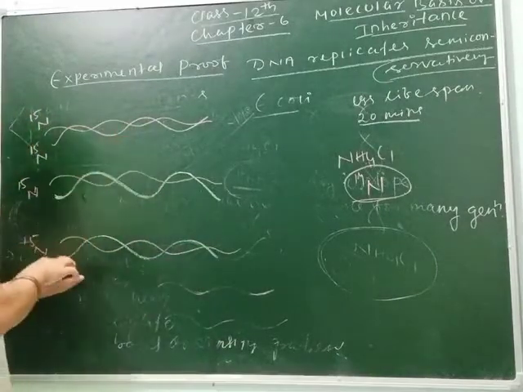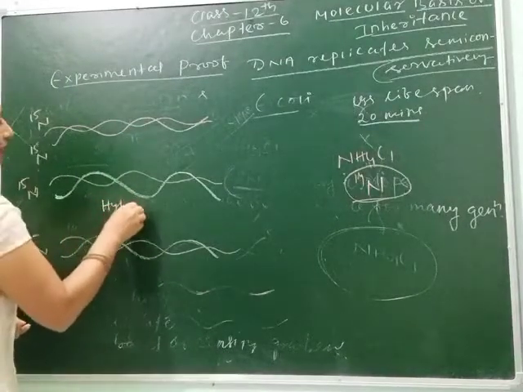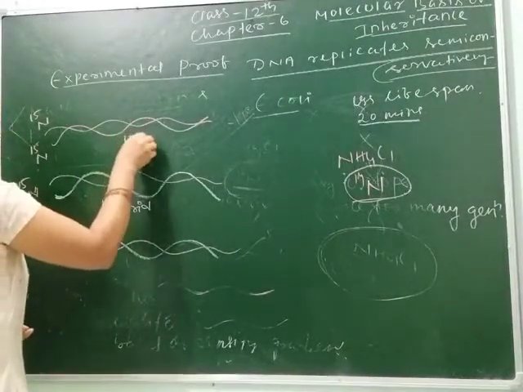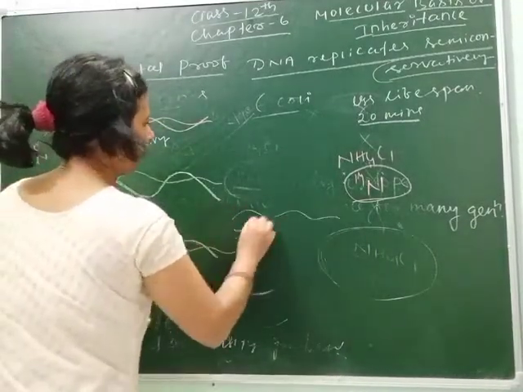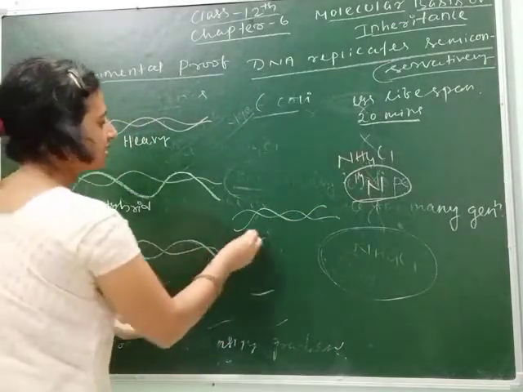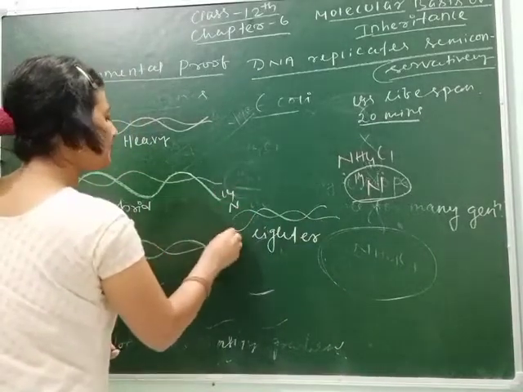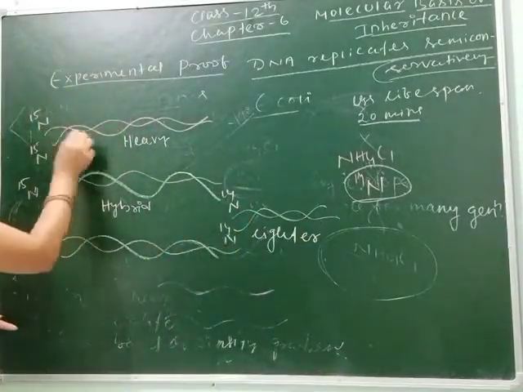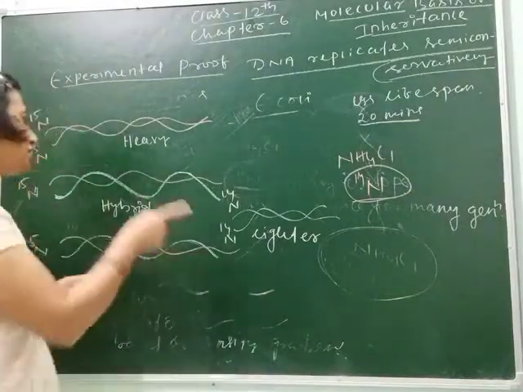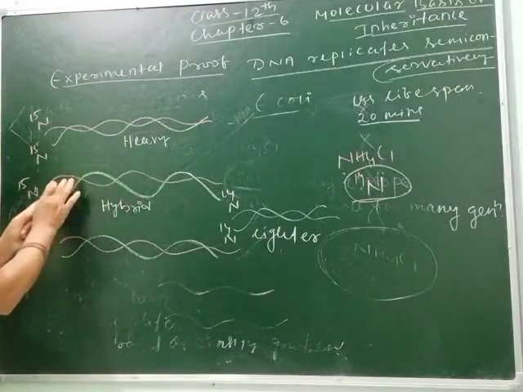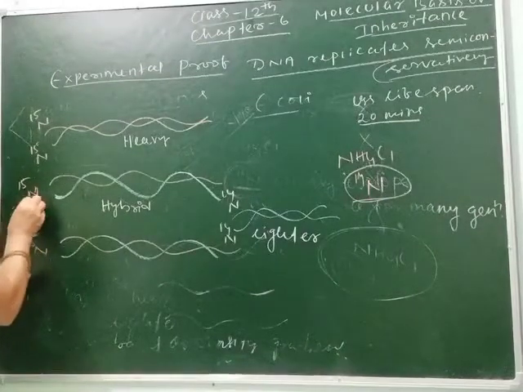So here we can say this one is hybrid. This is heavy. And this one is lighter. This is lighter, meaning only nitrogen 14 is present. This is heavy because only nitrogen 15 is present, and nitrogen 15 is heavier than nitrogen 14. Then this is hybrid, meaning both nitrogen 15 and nitrogen 14 are present.